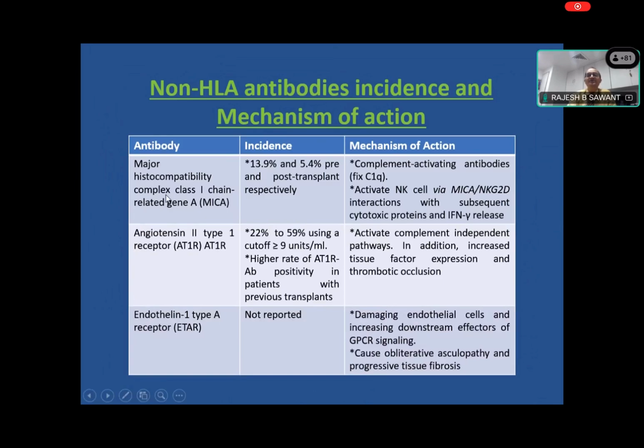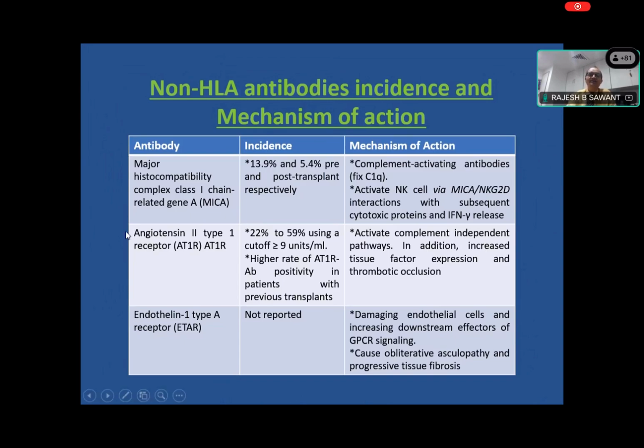Okay, so the commonest non-HLA antibody is this MIC-A antibody. So MIC-A stands for Major Histocompatibility Complex Class 1 Chain Related Gene A. Okay, so this is the commonest. There are MIC-A kits that are available today, and this may occur in as high as about 13.9, so about 14% pre and post transplant, about 5% post transplant basically. Right. So these are complement activating and fixing antibodies, and they will activate the natural killer cells and lead to interaction with your various proteins in the donor organ and lead to rejection.